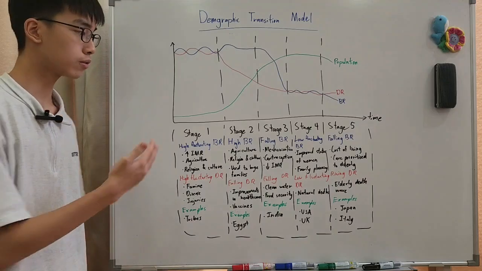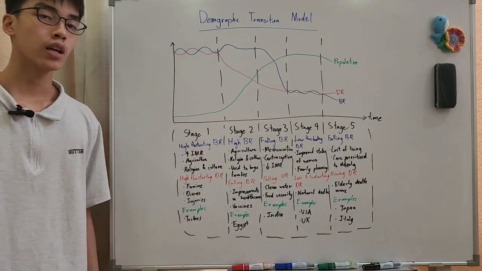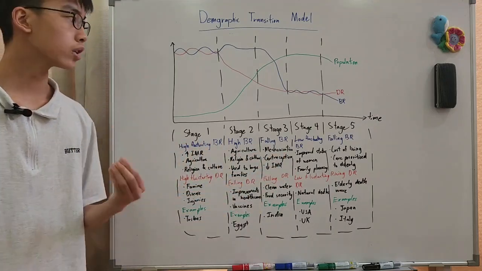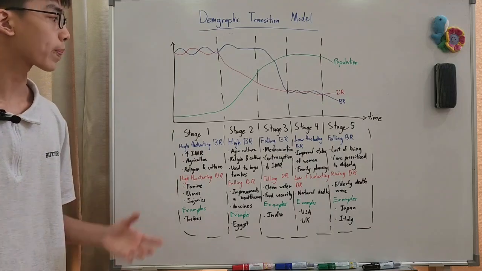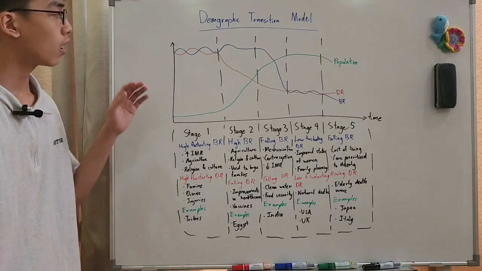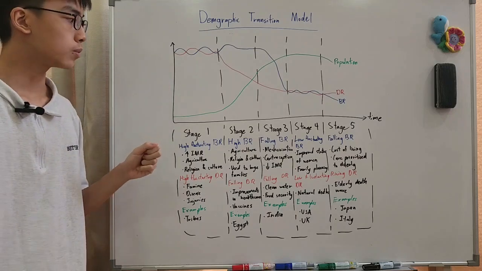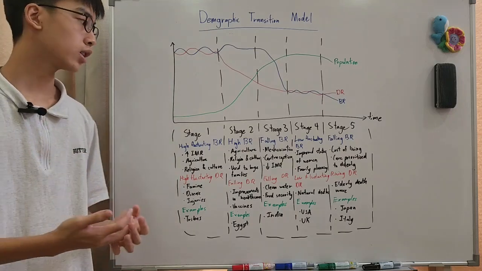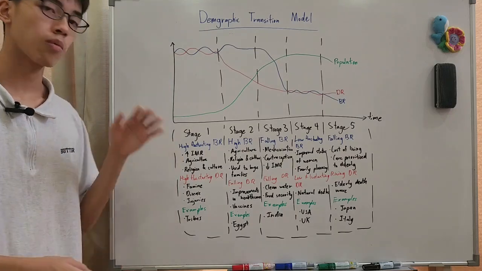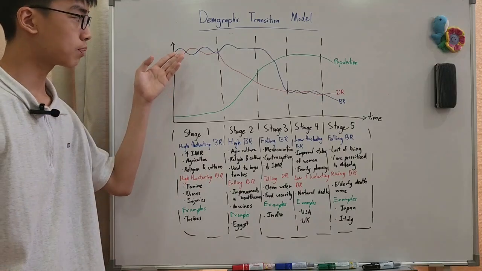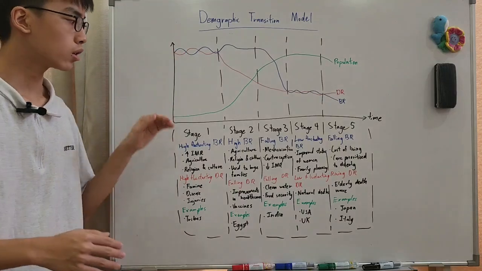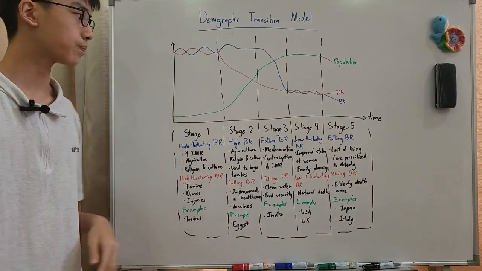And your DTM is split into 5 stages, as you can see here. Each stage represents a different change, so let's go through it in order. In stage 1, you have high fluctuating birth rates and death rates, as you can see. Because it's an early period in civilization, your population is low, and with the birth rate and death rate evening each other out, your population is relatively constant.